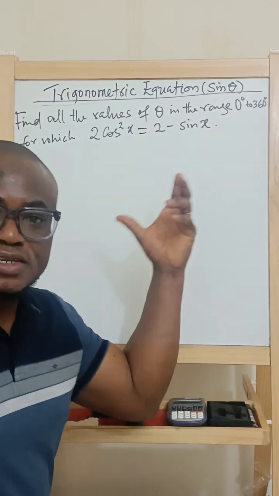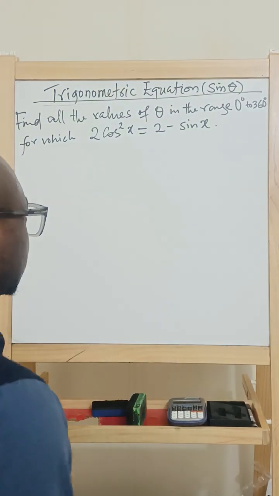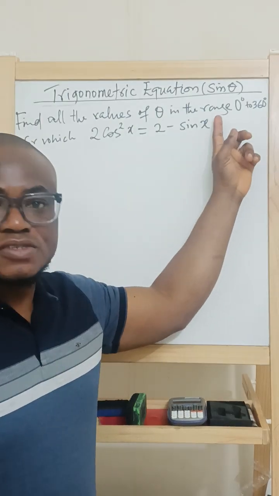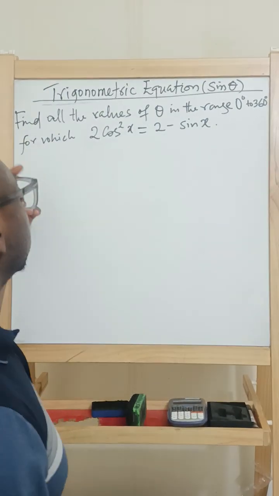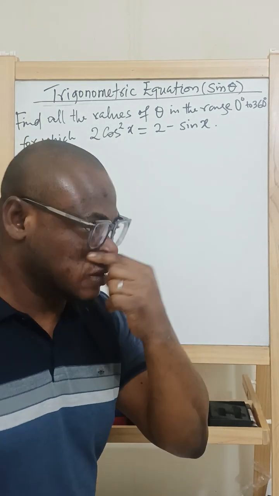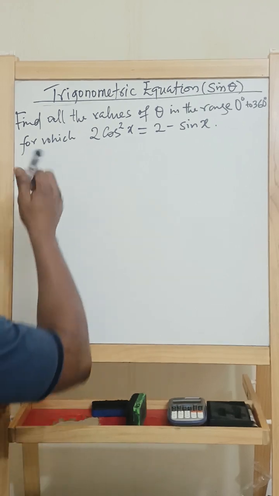So today we want to look at this question. In this question, we are asked to find all the values of theta in the range 0 to 360 for which 2 cos squared x is equal to 2 minus sine x. Okay, so let us solve.